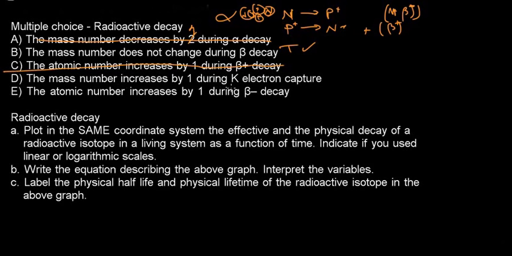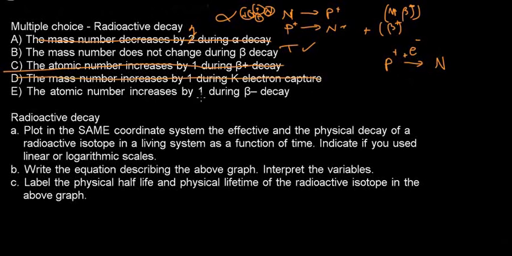The mass number increases by 1 during K electron capture. When you think about it, I only went through the basics of K capture, which is more than enough for answering this question. What I have is an electron that is captured into the nucleus, and a proton captures this electron, so to speak. A proton is rendered into a neutron during K capture. Proton plus electron turns into a neutron. So we're losing the atomic number by 1. It does not increase, it decreased by 1. Incorrect. Moving on.